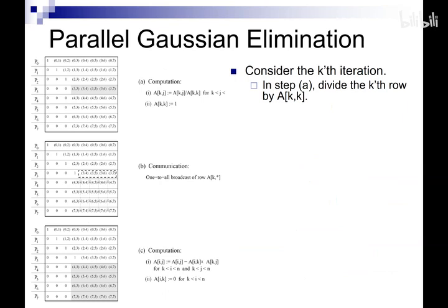So in terms of doing this in parallel, suppose we're in the kth iteration, okay? So now we're focusing on this value over here, right? And we're trying to eliminate all of these values, okay? So now the first thing is that we're going to divide this entire kth row over here by the diagonal element, okay? So that's what's being done over here. And then we need to eliminate all of these.